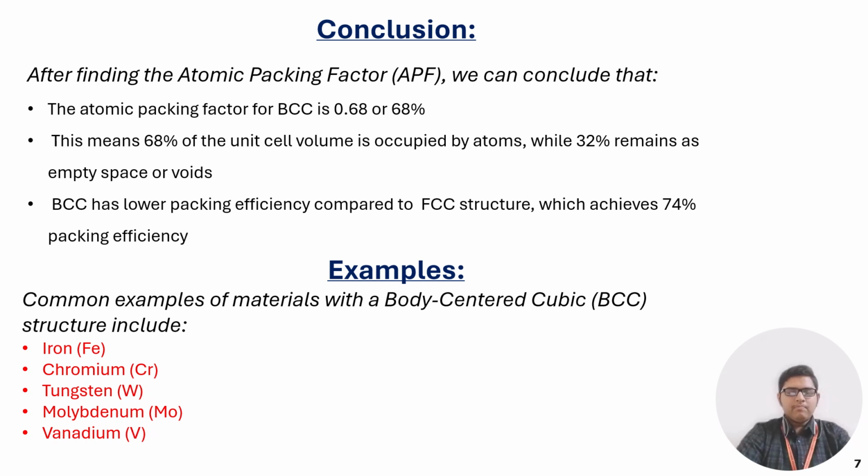Examples. Common examples of materials with a body-centered cubic structure are iron, chromium, tungsten, molybdenum, and vanadium. These materials are in the shape of crystals which have a body-centered cubic structure.